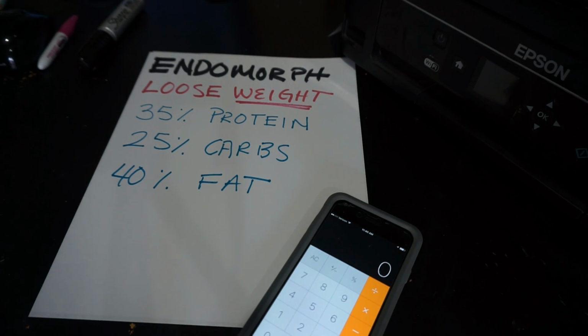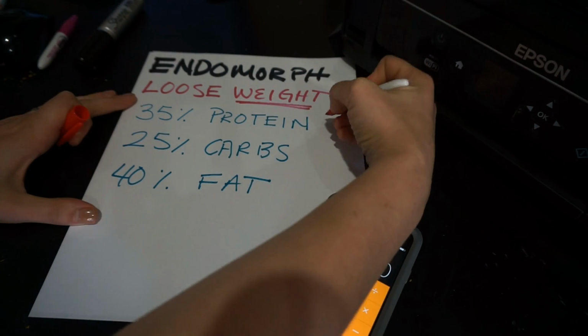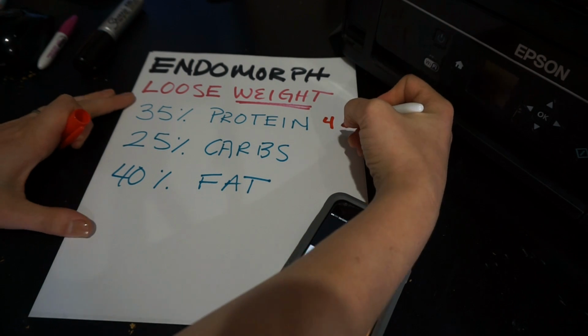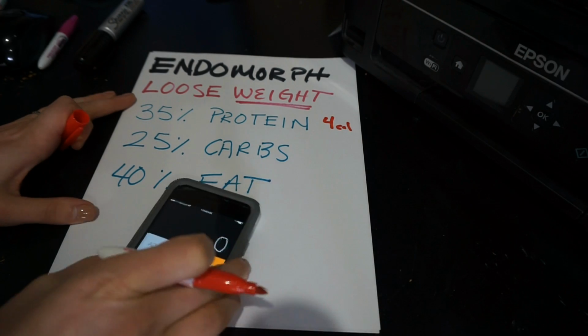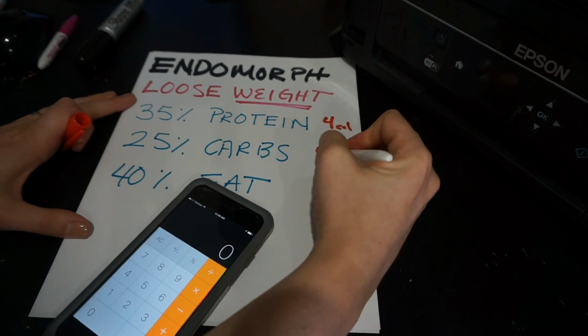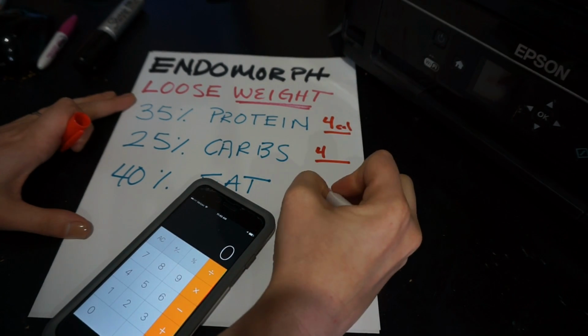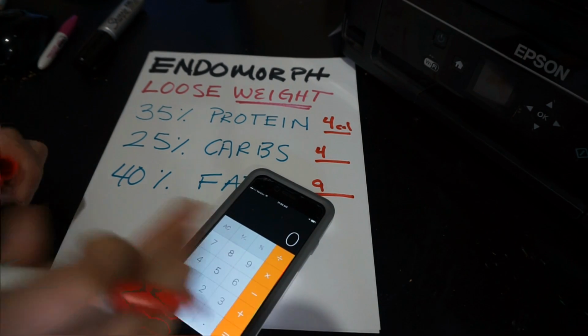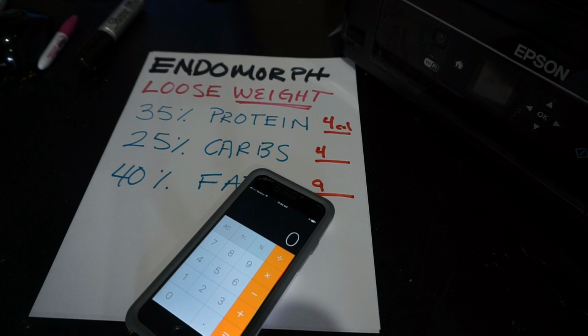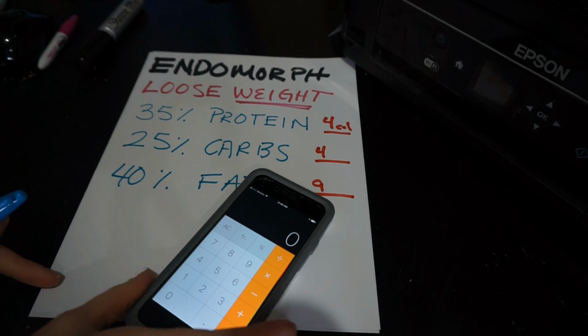Okay, so let's do some calculations here. Each macronutrient has a certain amount of calories per gram. So protein and carb both contain 4 calories per gram. And then fat is a little bit higher with 9 calories per gram. So you need to know that when you're doing your calculation.